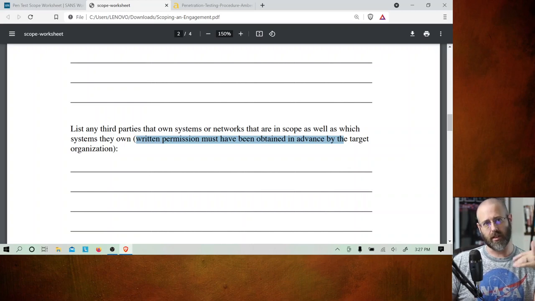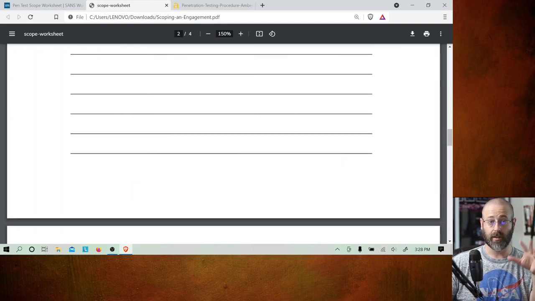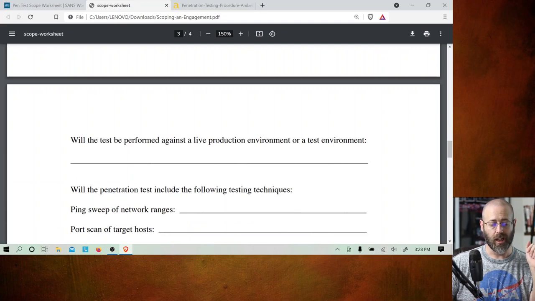Do they own it, or does the cloud service own it? Well, how does that work? A lot of times when you test into a cloud service, you must also engage with the cloud service provider, or the client has, and gain that written permission beforehand, right? And put that in the document. Make sure you have all those signatures signed and verified that they are the people that have the juice to give you permission to do that, right? So list any third parties that own systems or networks in that scope, and get permission written and verifiable, and slap this in here. Okay. And then once that's done, you have permission. Great. Will the test be performed against a live production environment or a test environment?